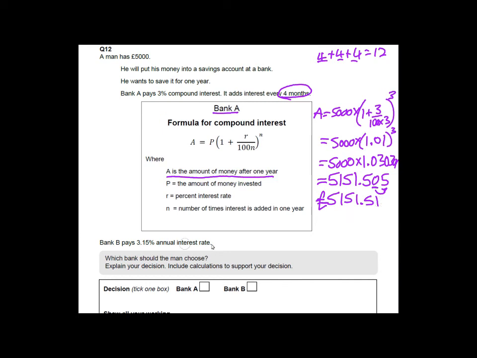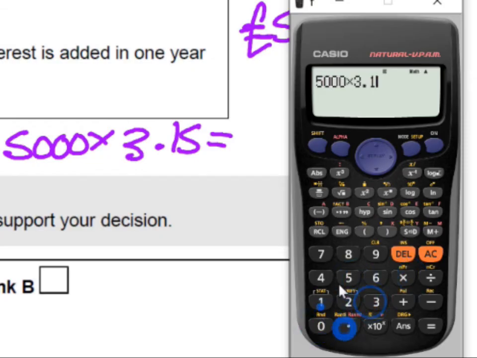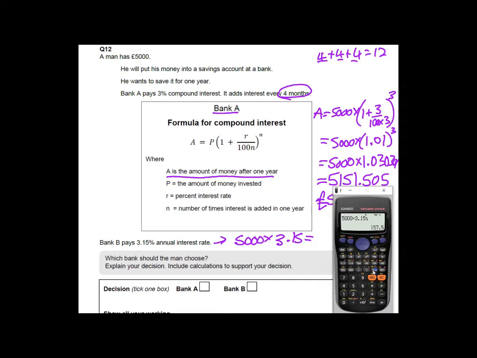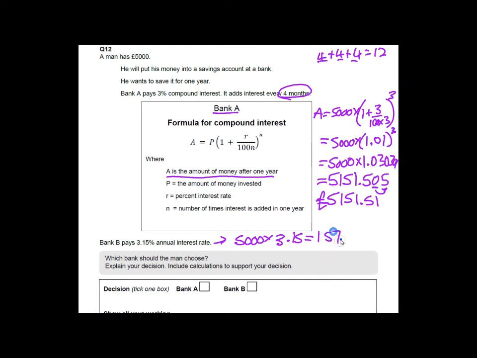Now let's have a look at Bank B. We've got £5,000 and we multiply it by 3.15% to find our interest. And that's £157.50 interest. So we add that to our 5,000 and we get £5,157.50 from Bank B. So we need to compare the two and find which one gives us more interest. So that would be Bank B.